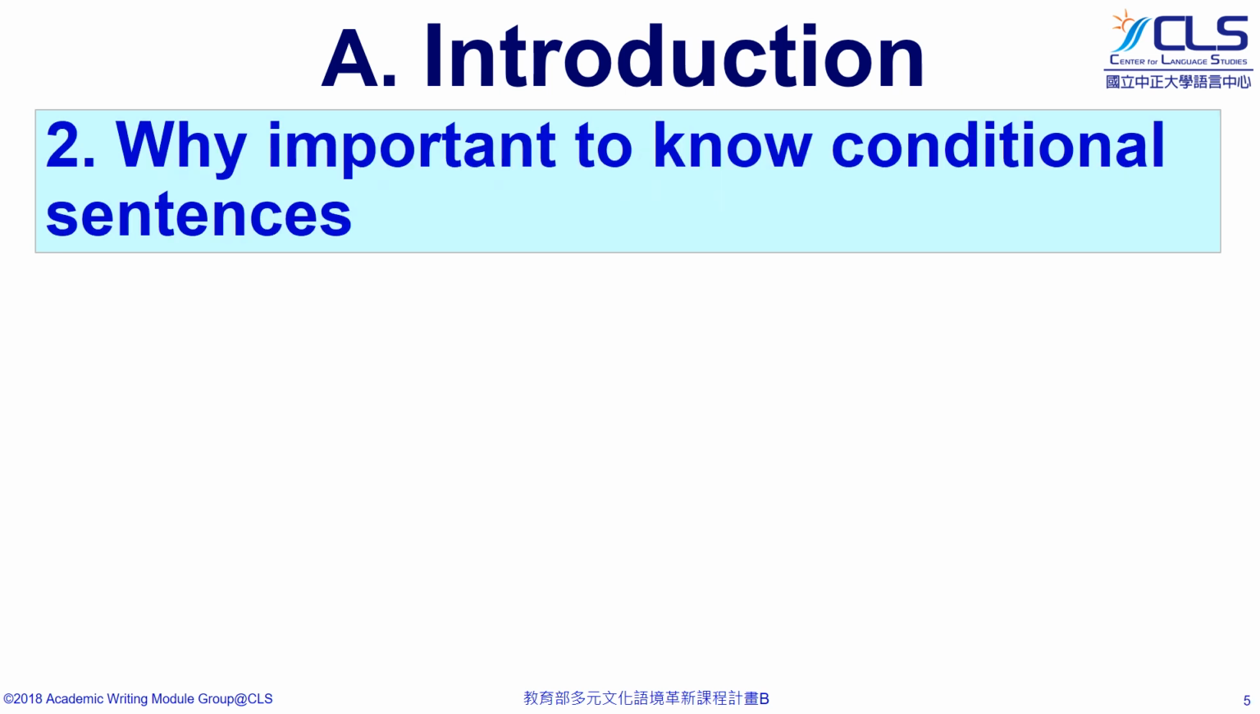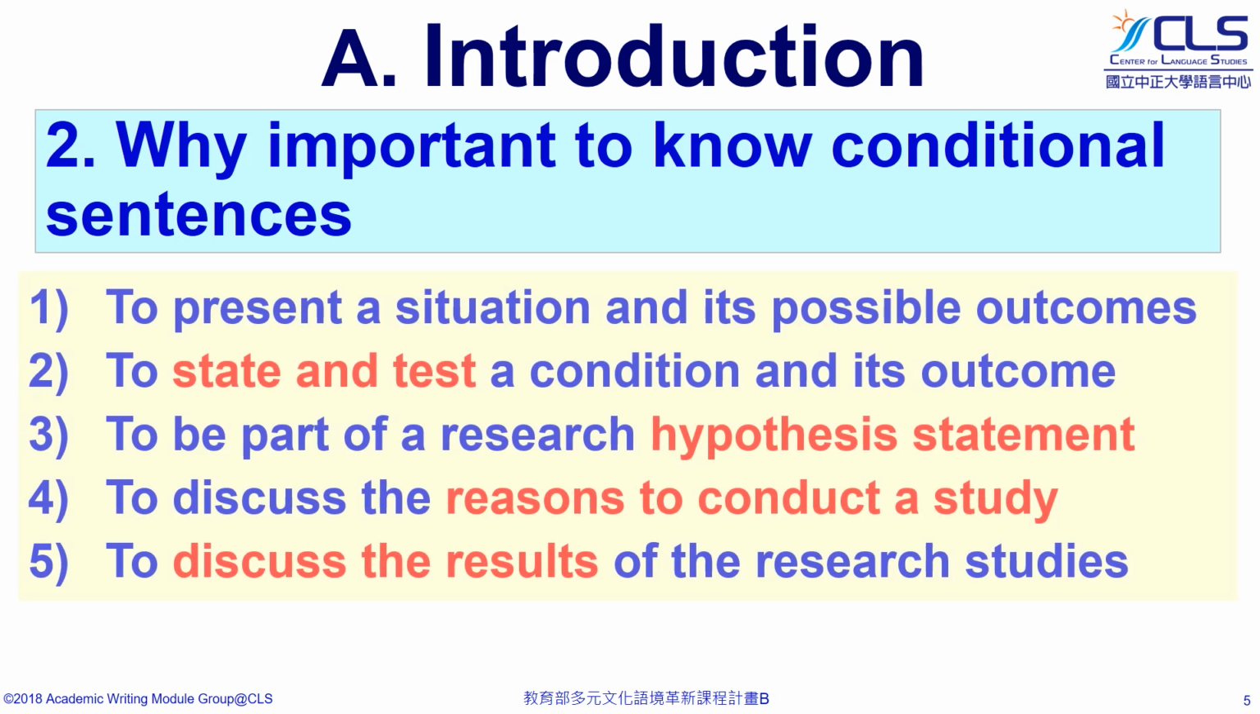So, why is it important to know types of conditional sentences? It can help us in the following 5 ways: to present the situation and its possible outcomes, to state and test a condition and its outcome, to be part of a research hypothesis statement, to discuss the reasons to conduct a study, and to discuss the results of research studies.